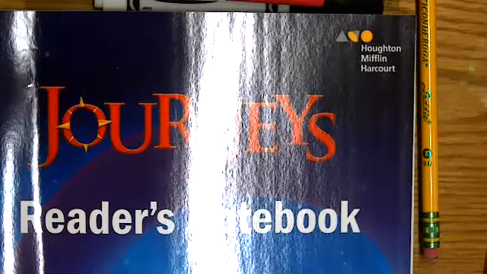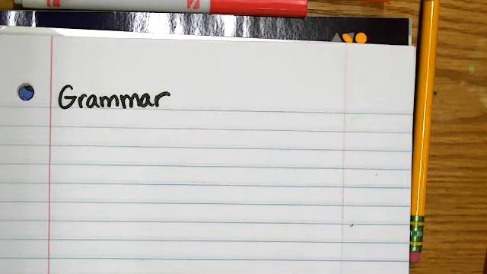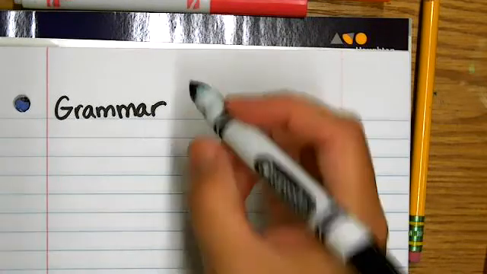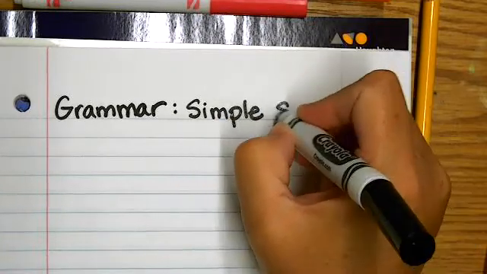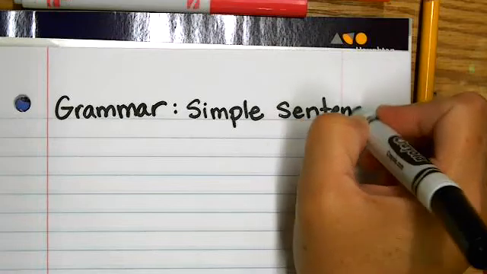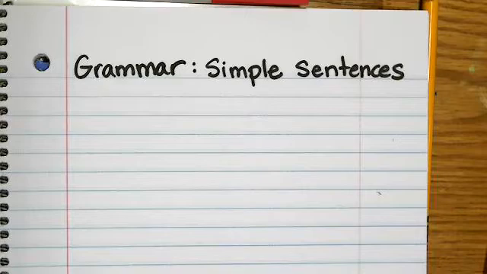I'm actually going to start with my spiral to take some notes. And I'm going to start at the top by writing grammar, since we are going to be discussing some grammar right now. And the grammar that we're discussing is simple sentences. So go ahead and write that at the top of your spiral notebook page for today. Grammar, simple sentences, and we're going to focus a lot on subjects.